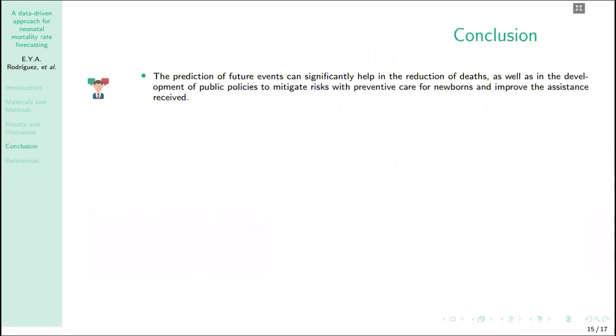To conclude, the prediction of future events can significantly help in the reduction of deaths, as well as in the development of public policies to mitigate risk with preventive care for newborns and improve the health system.